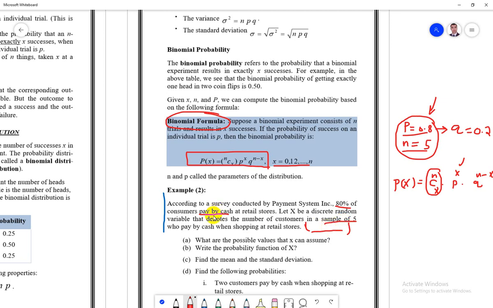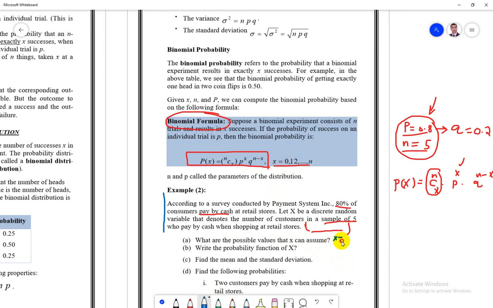You have two possible outcomes. Can be cash, paying by cash, or not paying by cash. So that is binomial. In general, I will give you a name of the distribution to simplify it for you. So question A, what are the possible values that x can assume? The answer, x equal 0, 1, 2, till n. Your value is now x equal 0 till 5.